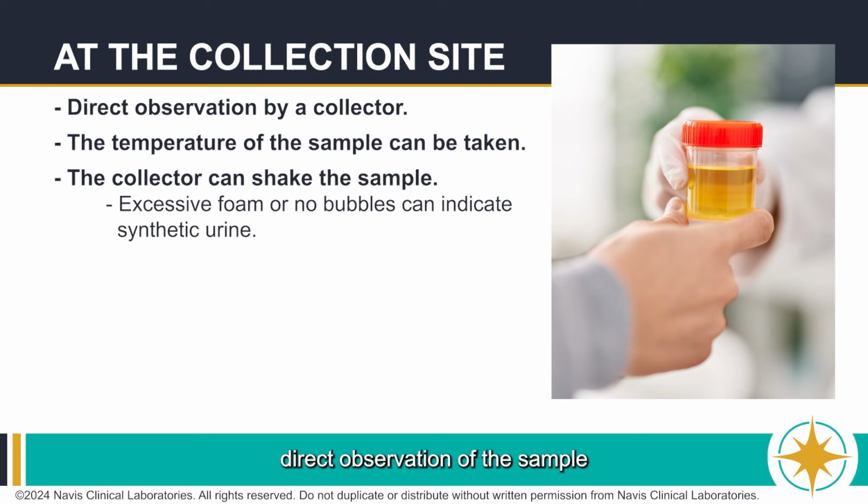Like adulteration, direct observation of the sample is the first step. In addition to looking at appearance and odor, urine specimens must fall within a specific temperature range to be considered valid. Heating fake urine to just the right temperature without being detected is tricky. If the sample is outside of the acceptable range, the collector will note it and possibly ask the patient to produce a new sample. The collector can also shake the sample. Proteins in authentic human urine will cause bubbles when the sample is agitated. Excessive foam or no bubbles can be an indication that a synthetic urine was used. This too would be reported and another sample requested.